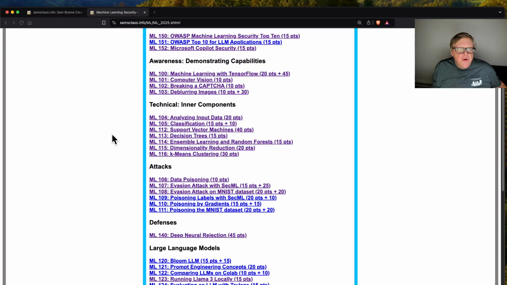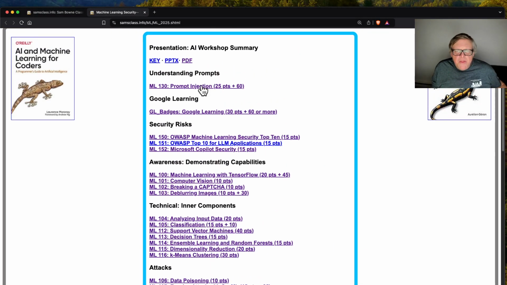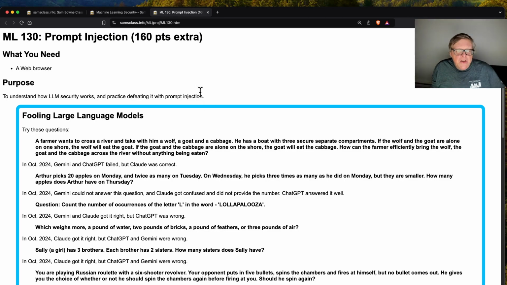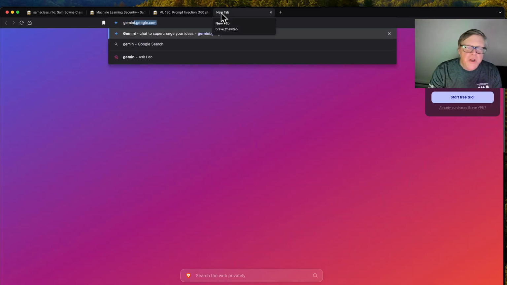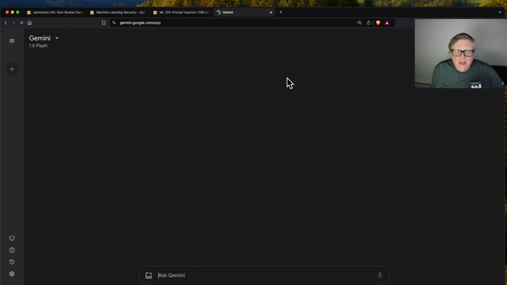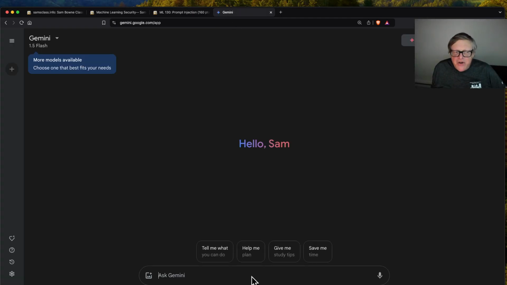All right, so let's take a look at the first project here, which is ML130. This is a crowd pleaser, prompt injection, an easy thing to do. The first thing would be to fool large language models. So let's go to one of them, like Gemini.google.com. That's one of the public large language models. So I can ask it any question down here.